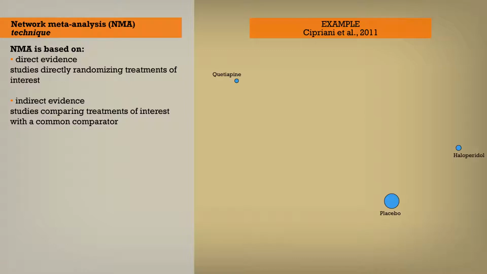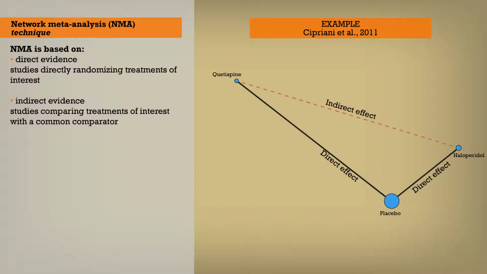If two treatments, haloperidol and quetiapine, have both been compared with a common treatment, say placebo, in two different sets of trials, placebo versus haloperidol and placebo versus quetiapine, then the relative efficacy between haloperidol and quetiapine can be estimated indirectly via placebo. We basically perform a meta-analysis for each direct comparison versus placebo, and then we subtract the two estimates to get the indirect treatment effect.